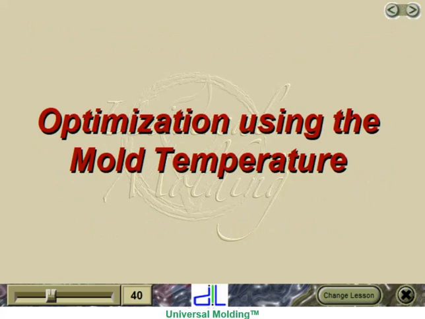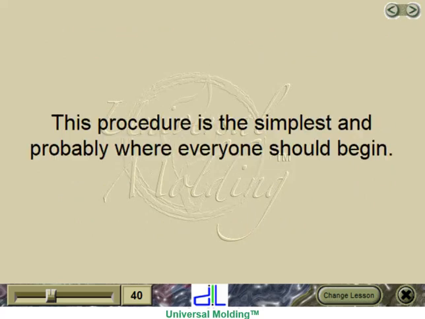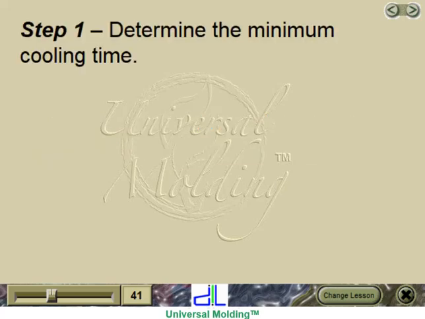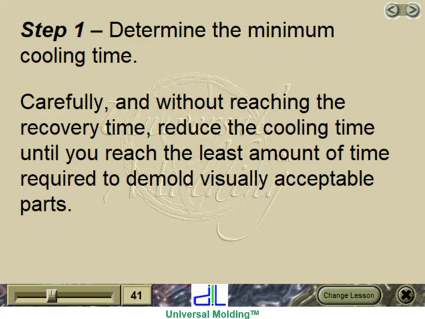Optimization using the mold temperature. This procedure is the simplest and probably where everyone should begin. Step 1. Determine the minimum cooling time. Carefully and without reaching the recovery time, reduce the cooling time until you reach the least amount of time required to demold visually acceptable parts.